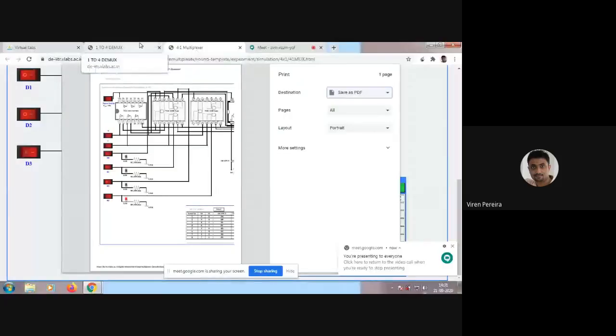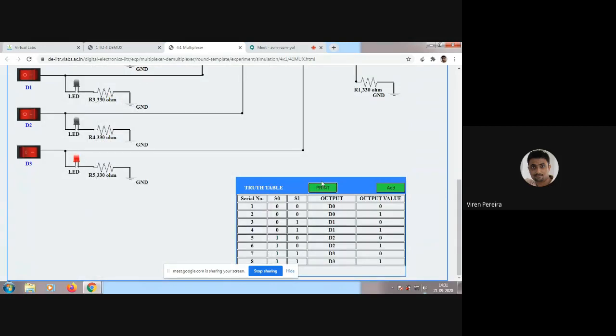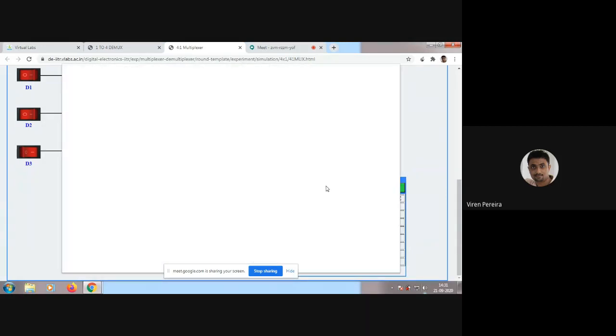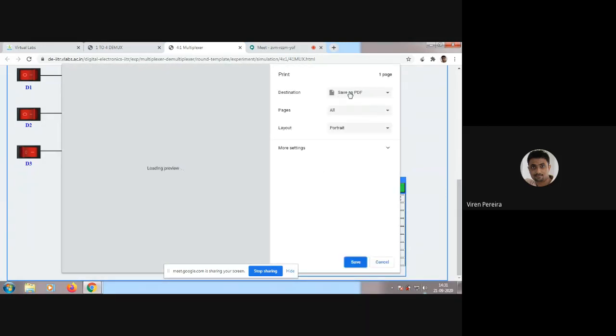So what I was saying is, say now this is your multiplexer. One minute, I'll just close unwanted things. Okay, there's an option here, print. So you can just print this and save it as a PDF. Now this whole page will be visible.